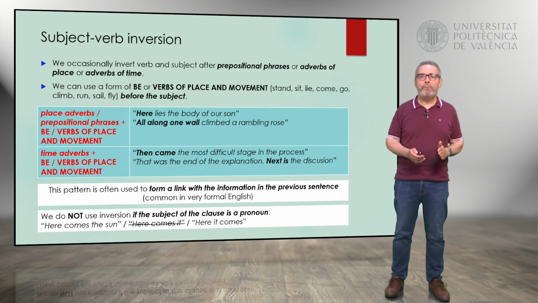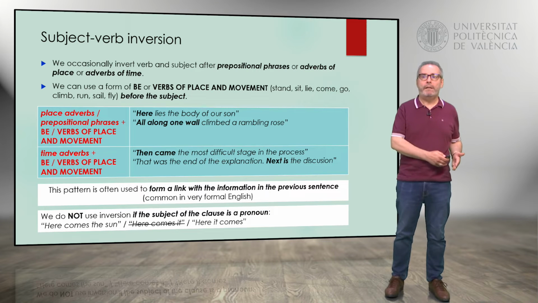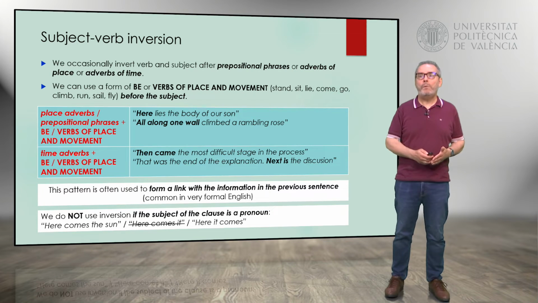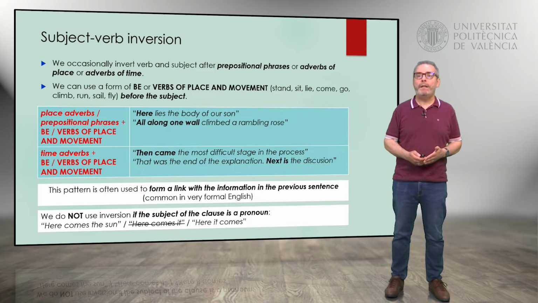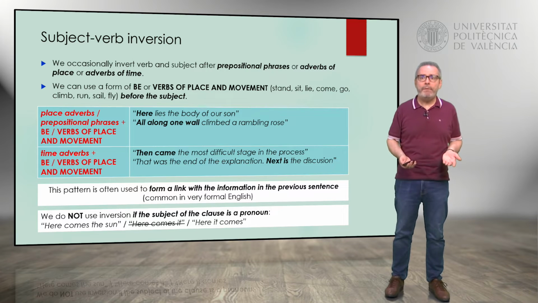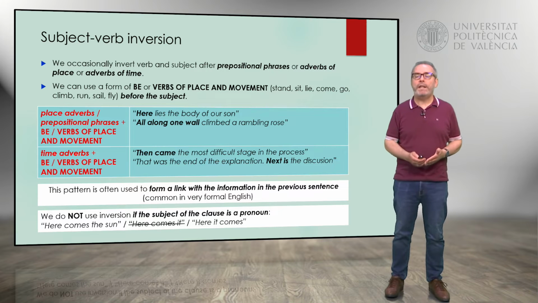Here we have examples. With place adverbs or prepositional phrases, we have, here lies the body of our son. Or, all along one wall climbed a rambling rose. We have the same thing with time adverbs. For example, then came the most difficult stage in the process, or that was the end of the explanation.